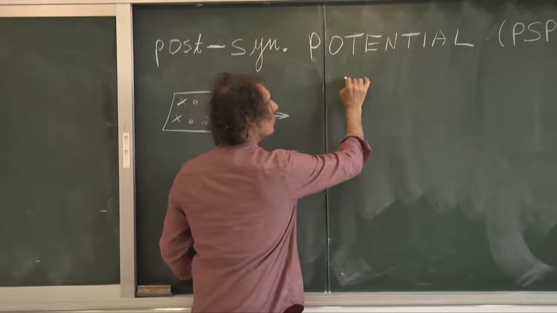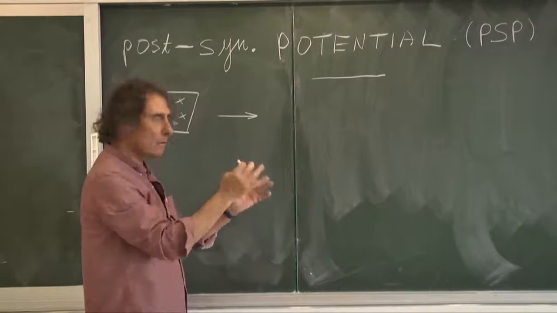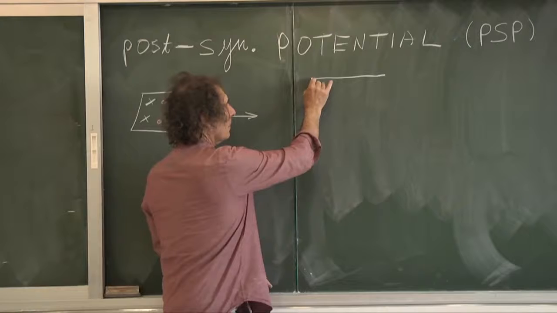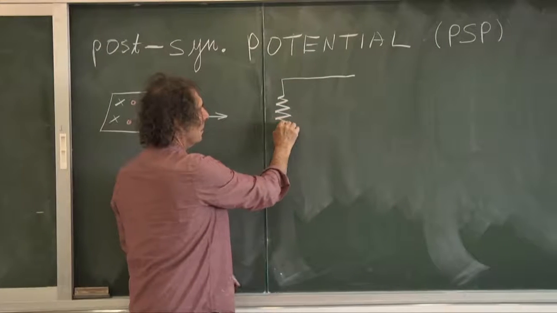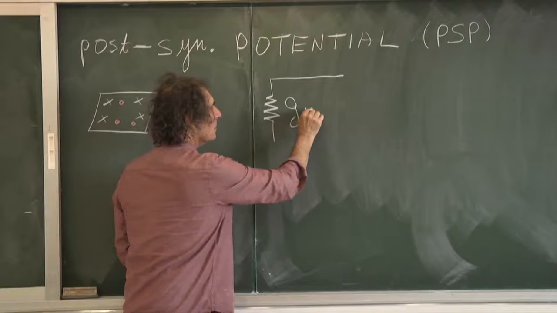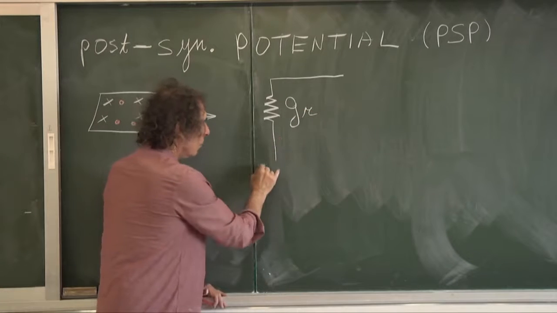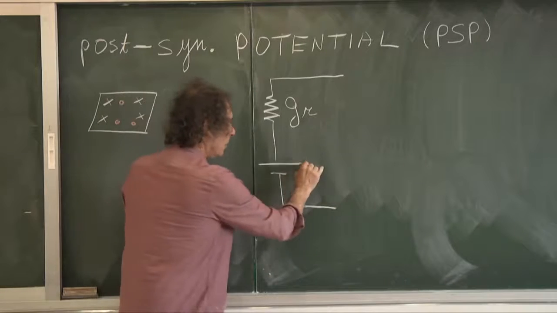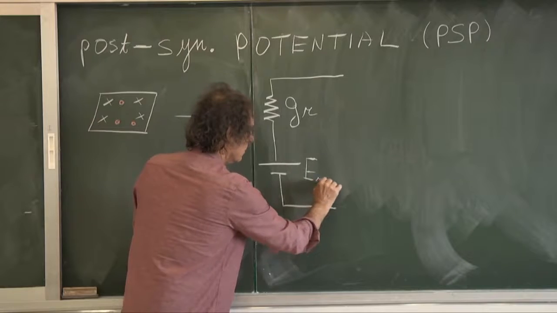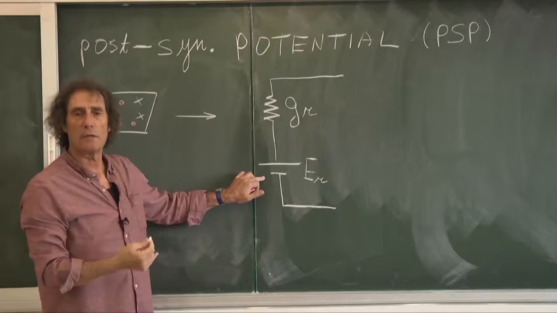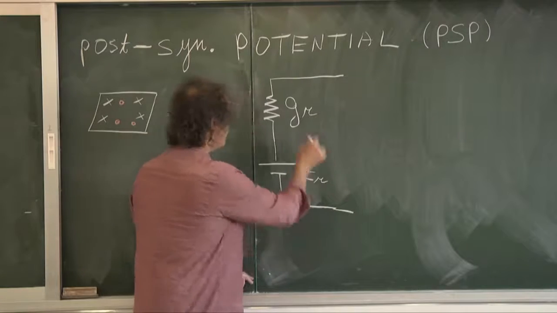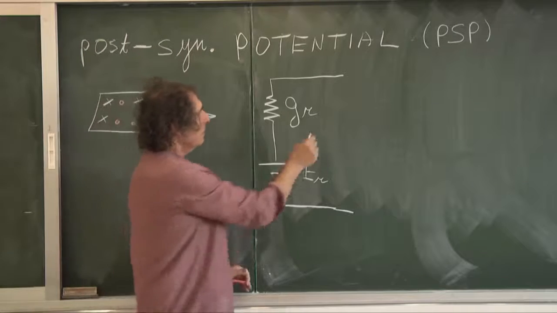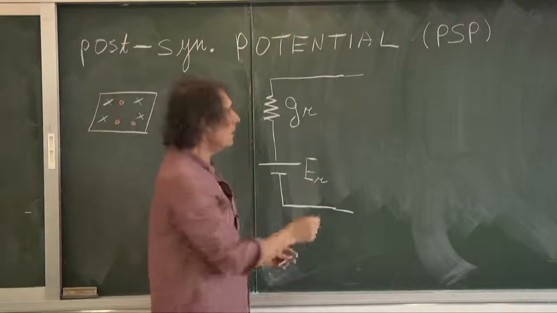I will redraw the full membrane circuit for the postsynaptic membrane. There will be the resting conductance, G rest, with its own resting battery. This will be our E rest. This is our minus 70 millivolts. So this is the passive circuit. This is the passive part of the circuit. Now I'm going into the synaptic part.